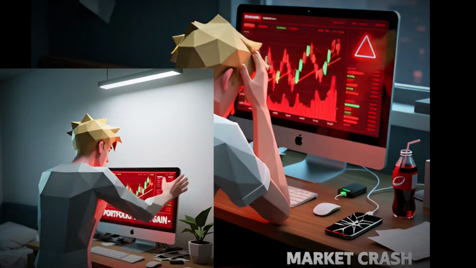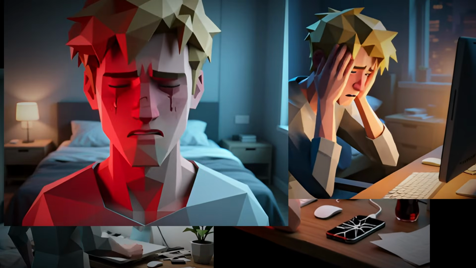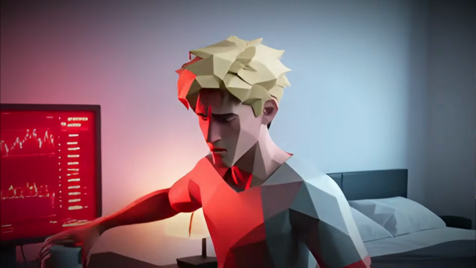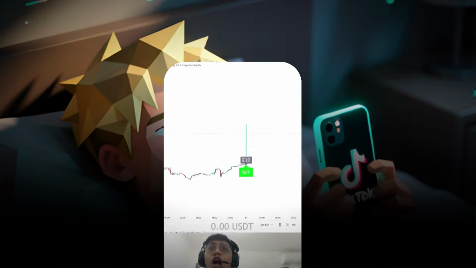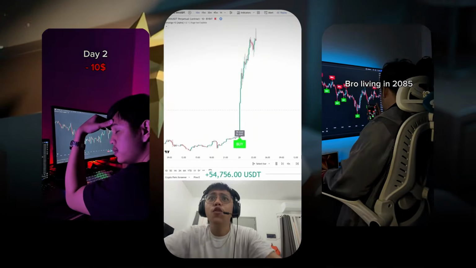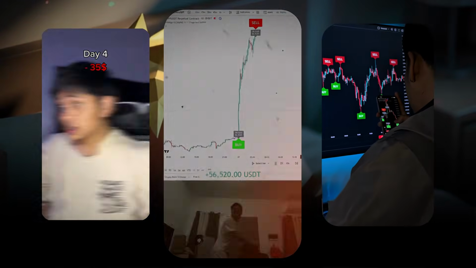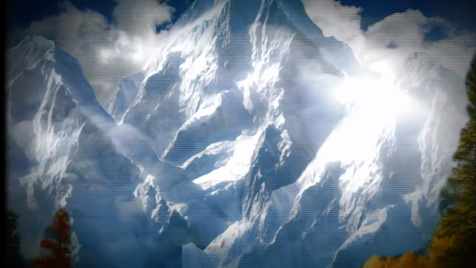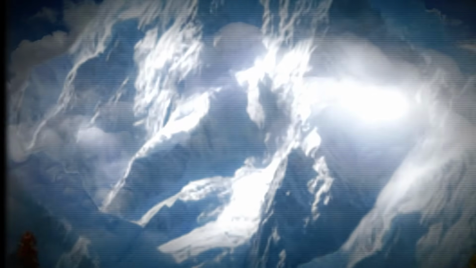Let's be honest, we've all been there. It's 2 a.m., your eyes are burning from the glow of candlestick charts, and you're deep down a YouTube rabbit hole. You've watched a 19-year-old in a rented Lamborghini tell you that his secret method is the only thing standing between you and financial freedom.